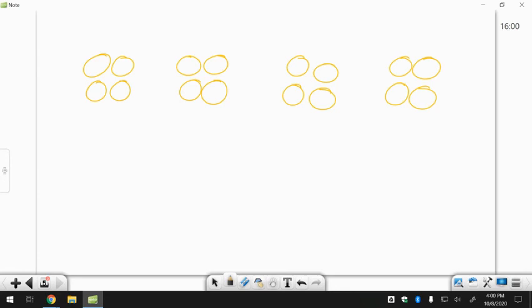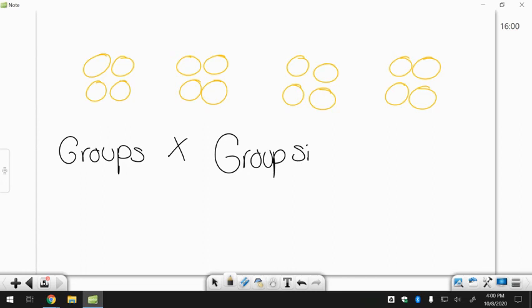Oh, here we go. All right, so remember, we're looking at groups times group size equals, here's another fancy word for you, product. Product is a fancy way of saying, what's the answer to your multiplication sentence? Just like when we add things together, it's called a sum. Well, when we multiply things, it's called a product.